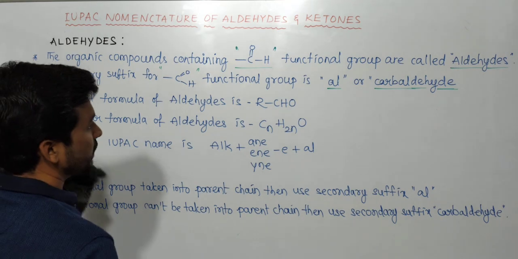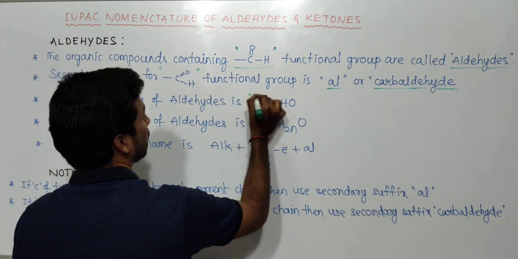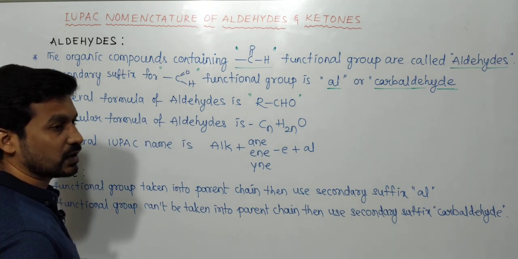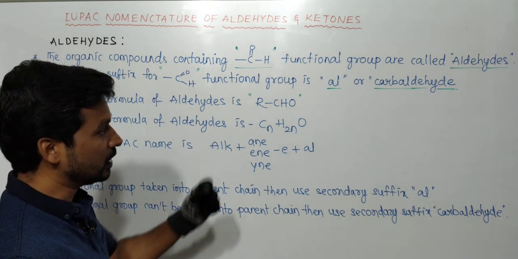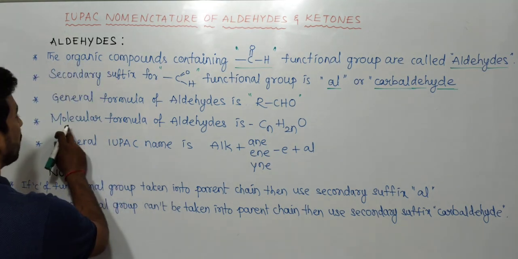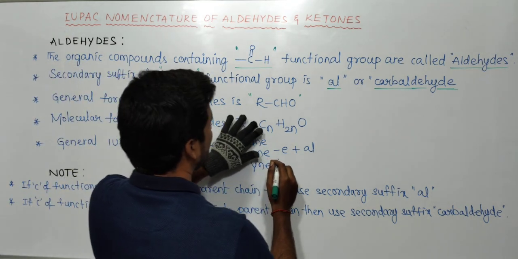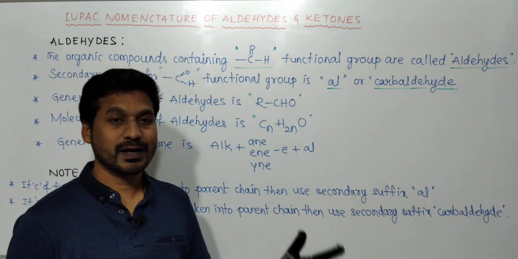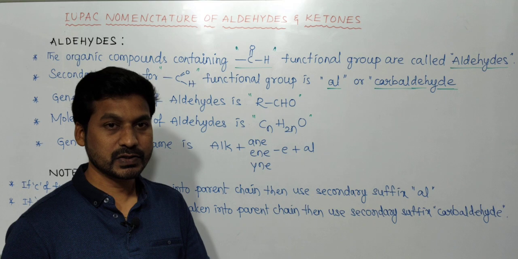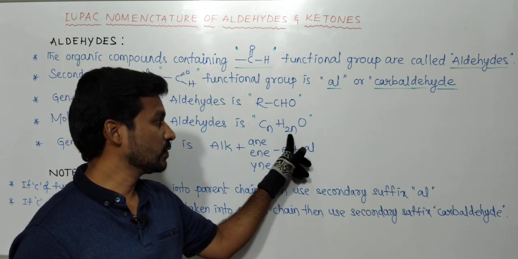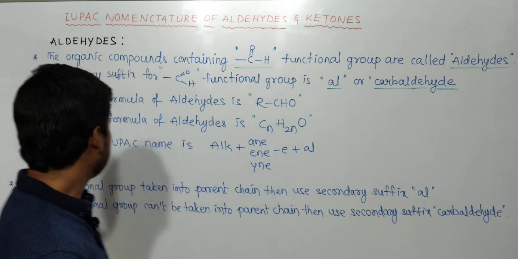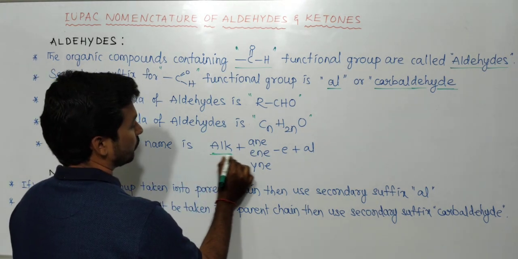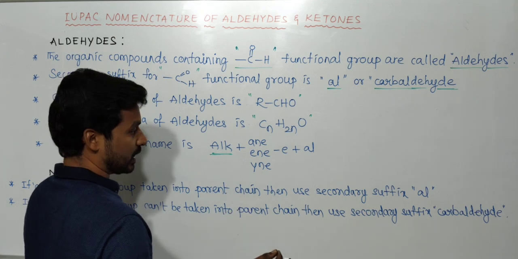The general formula of aldehydes is RCHO. Just like alcohols are denoted with ROH, aldehydes are denoted with RCHO. The molecular formula of aldehydes is CnH2nO, whereas the molecular formula of alcohols and ethers is CnH2n+2O. Next, the general IUPAC name is alk, the root word: meth, eth, prop, but, pent, like that.